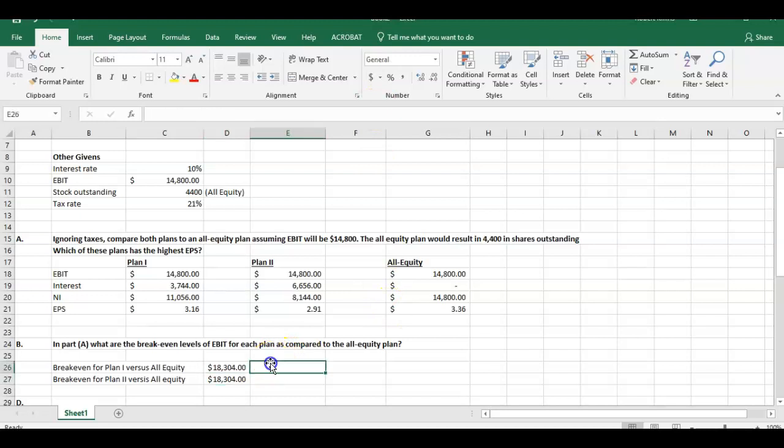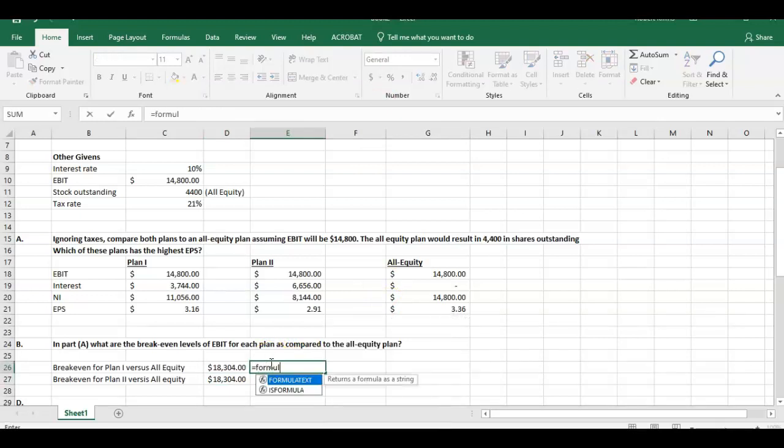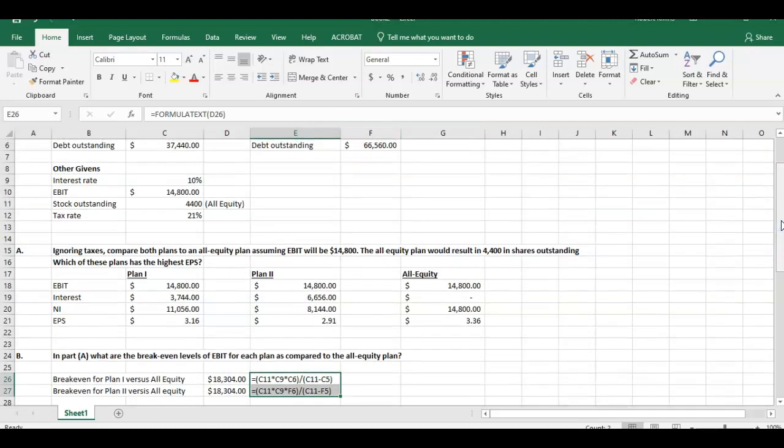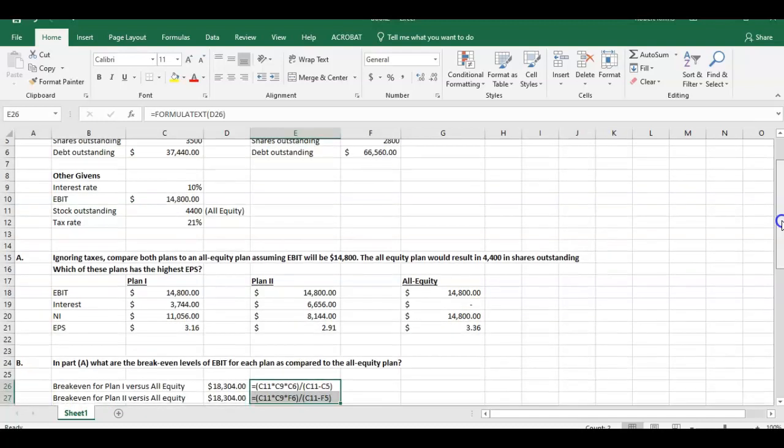I'm going to just populate the equation here for you guys to see. If I just insert the formula text like that, I can pop it in there, and you can now see the formula that was used. So this is what we would do to calculate the break-even levels for plan one versus all equity and plan two versus all equity for this scenario.